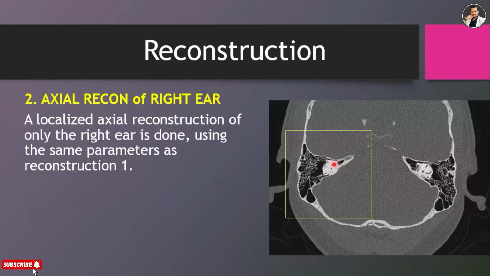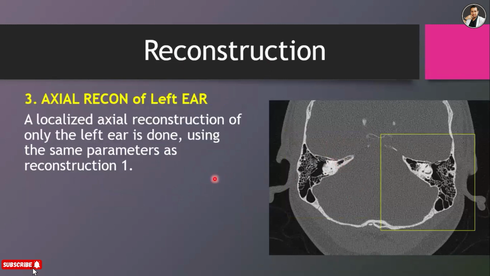This is reconstruction 1. And we will reconstruct the left ear separately, so that the field of view will be smaller. We have set this field of view so that all the cochlea will be in the right ear.